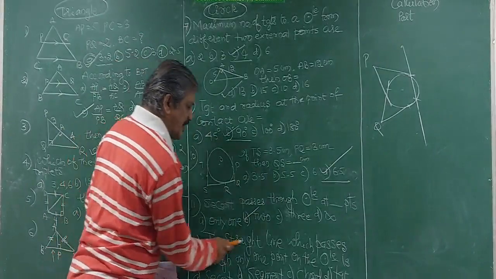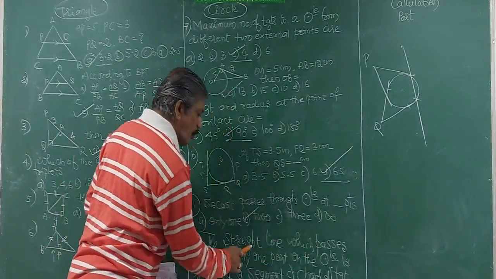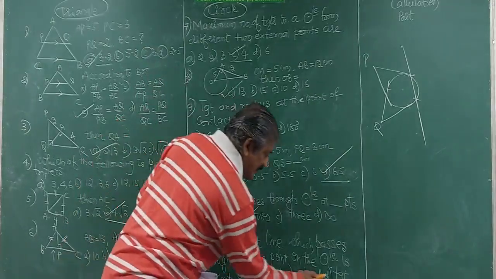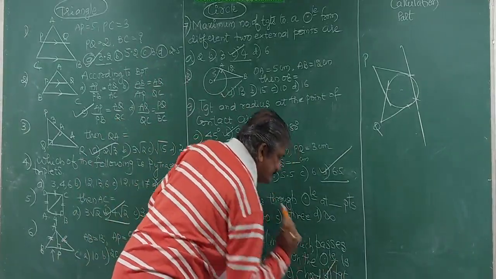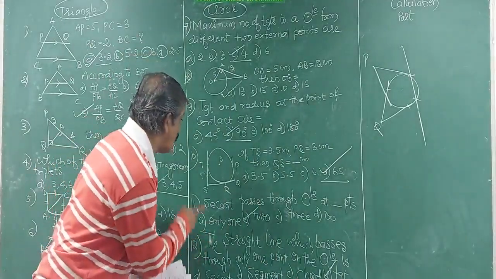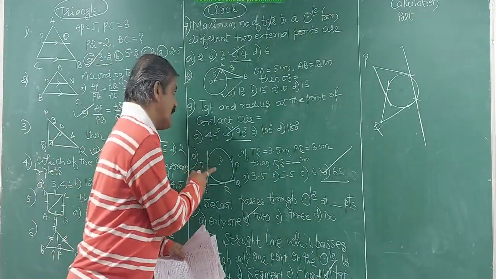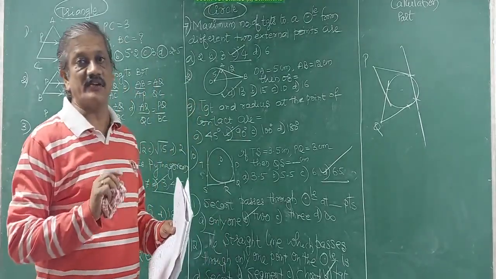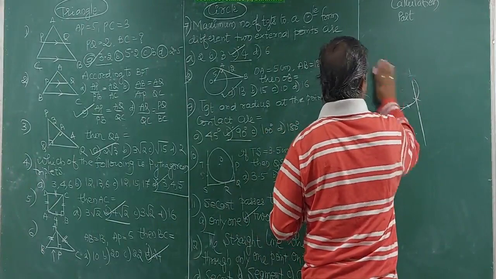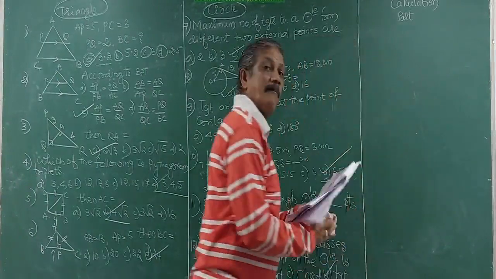12th one, the straight line which passes through only one point on the circle is nothing but a tangent. Where is the tangent? Here, D. This is how some straightforward questions are there, and some calculated questions are also there. You must remember such things: where to apply Pythagoras, when to apply it.